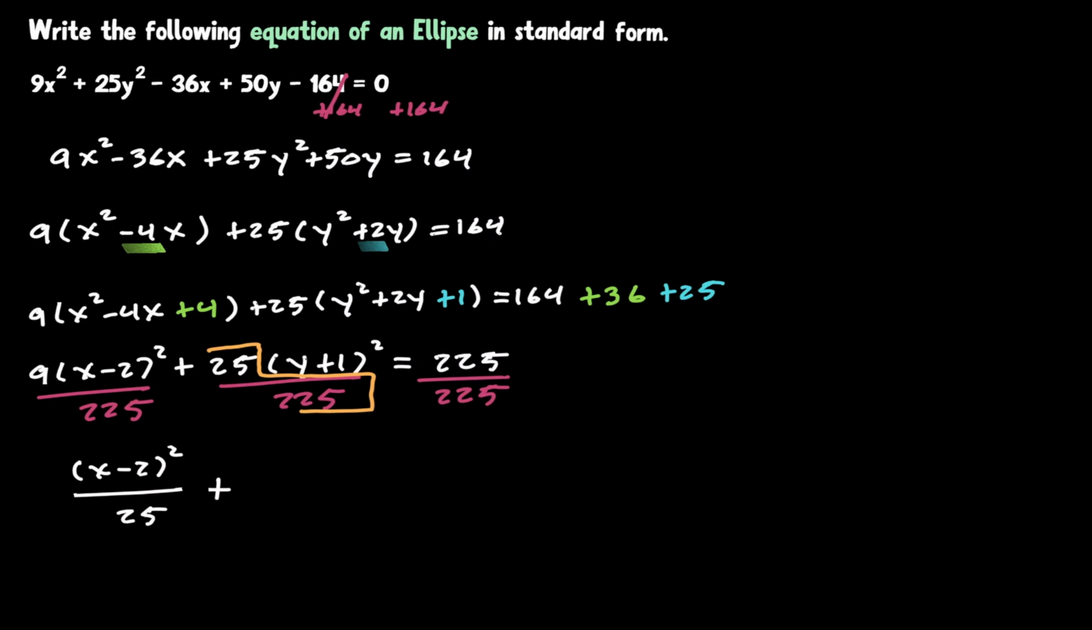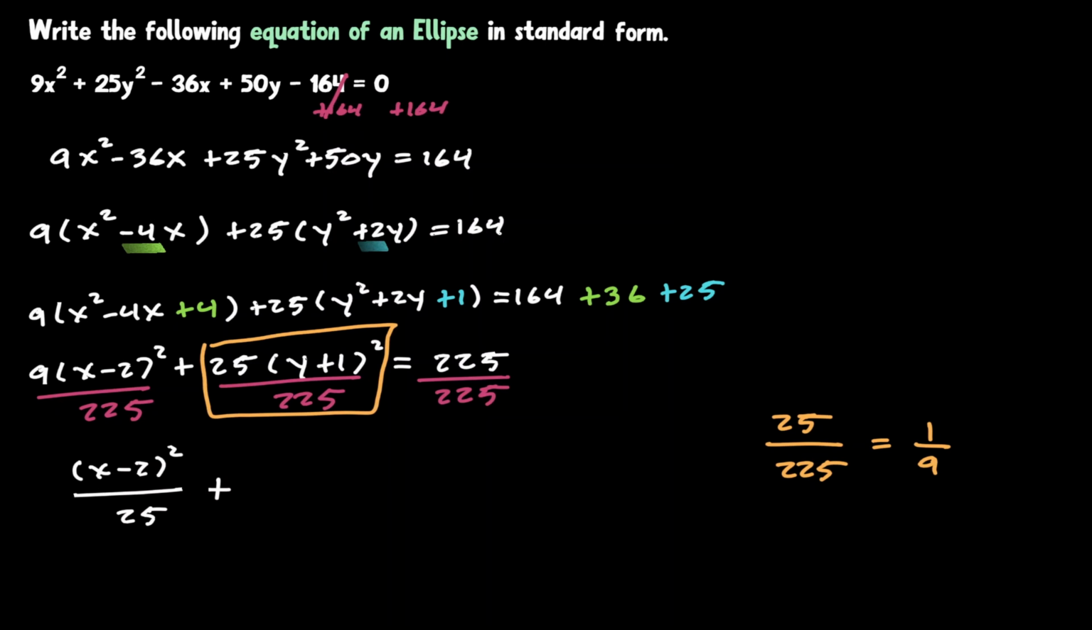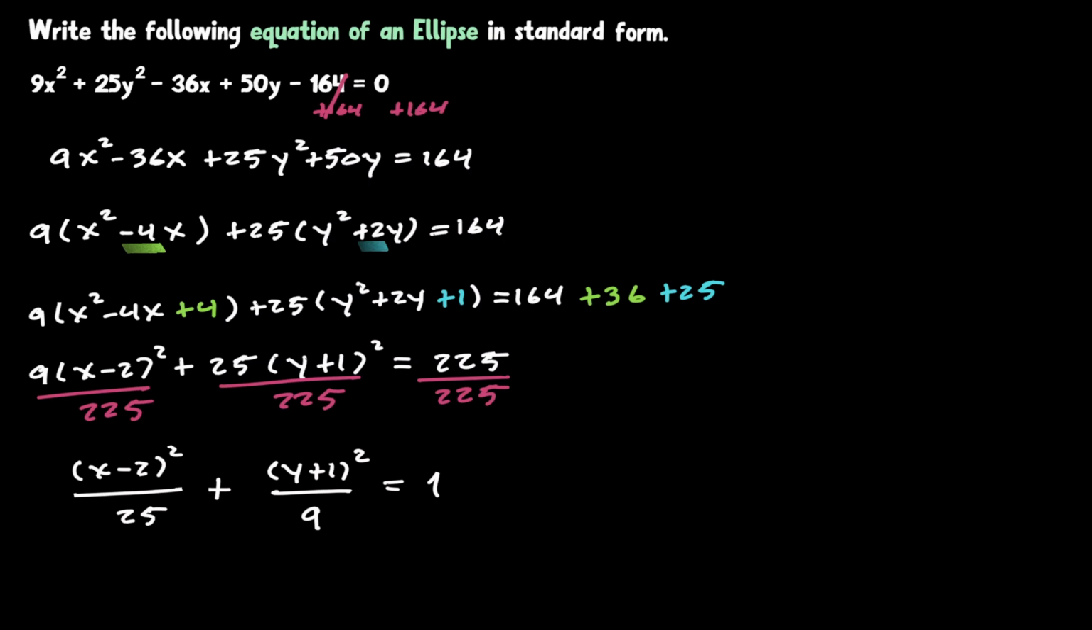When I'm simplifying, I can think of that as having the fraction of 25 divided by 225. But this is equivalent to 1 over 9. So therefore, this whole second term, we can just rewrite it as (y plus 1) squared divided by 9. In the right-hand side, it's finally equal to 1. And now we are done.